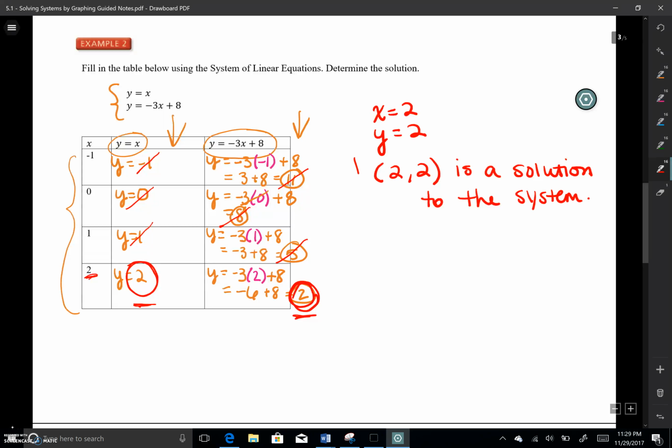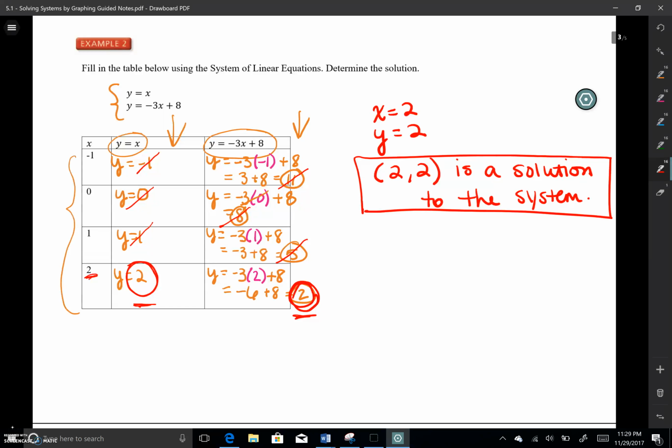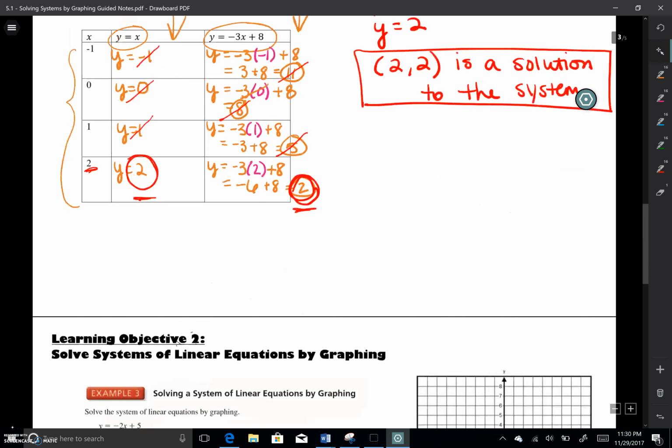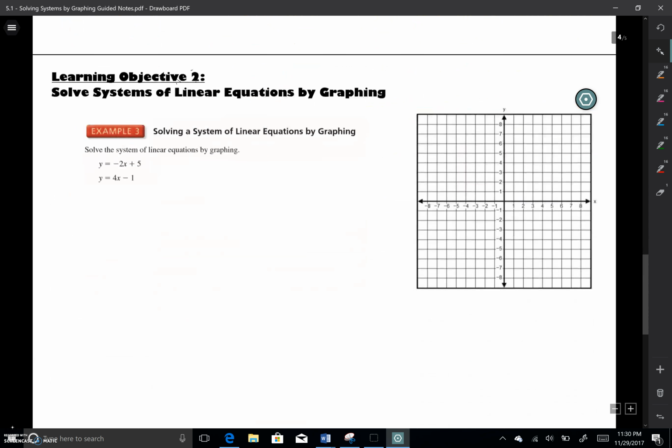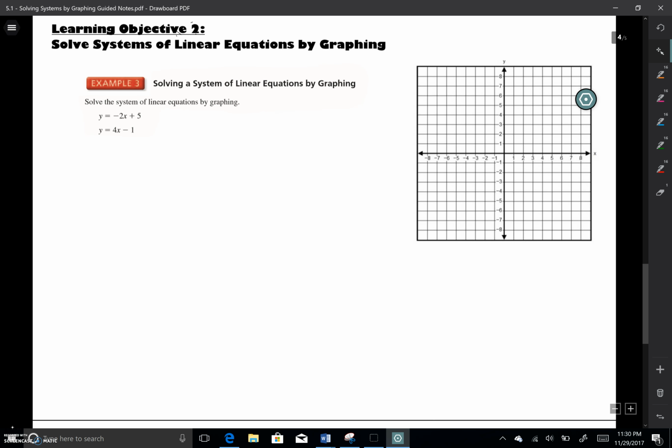A little bit different from being given the ordered pair, but process-wise, it's kind of the same. I'm still plugging x values into my equations, and then I'm just looking for where my y's turn out to be the same number. And that's that. We can now move on to learning objective number 2, solve systems of linear equations by graphing.